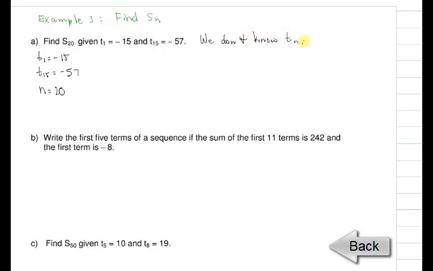And so we're going to use our second formula, and I'm just going to write it up here. If you take a look at our formula, we need to know what n is, which we have. We know it's 20. And we also know T1, which is negative 15. What we don't know is d. So we're going to have to first find d, and in order to do that, we need our general term.